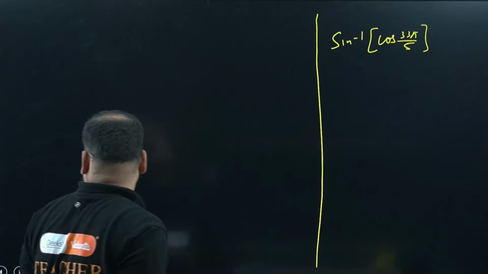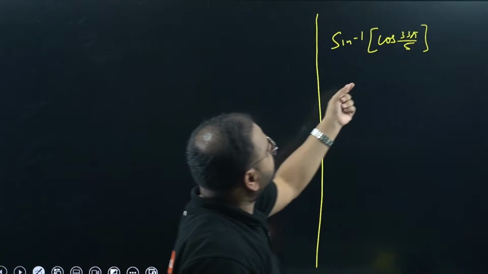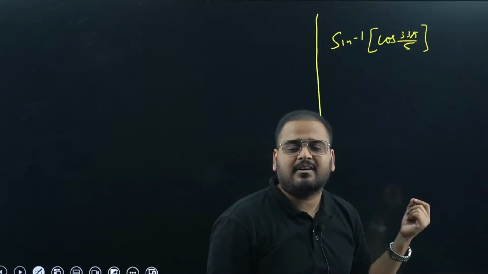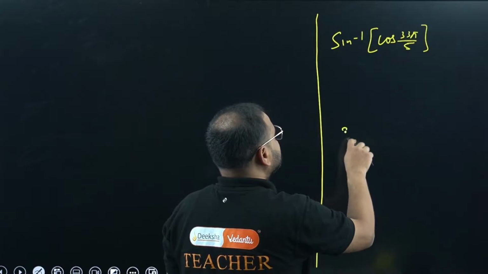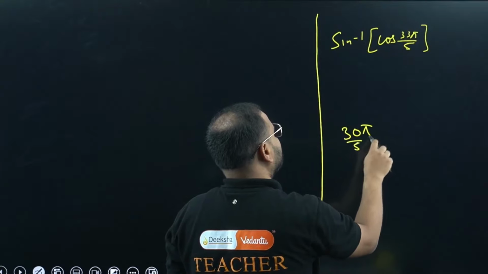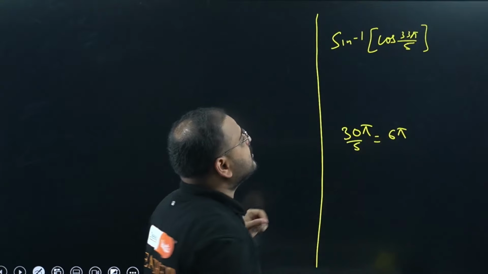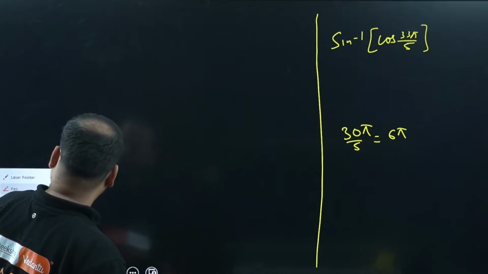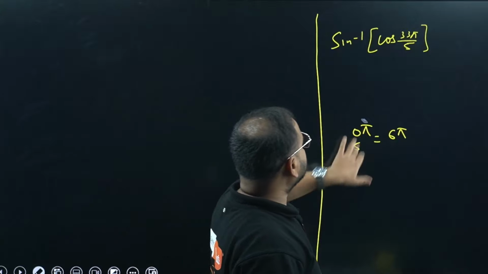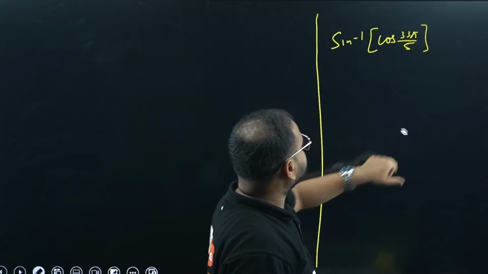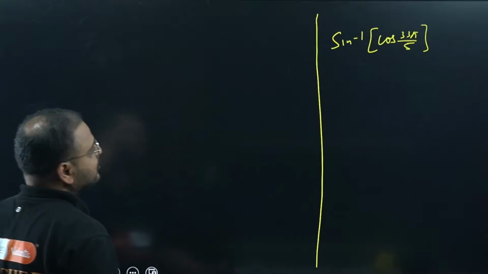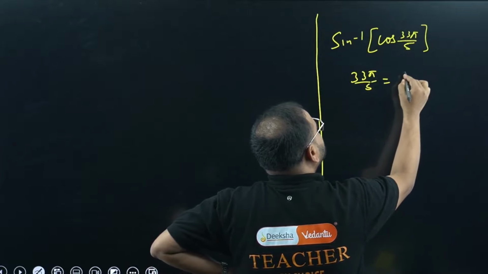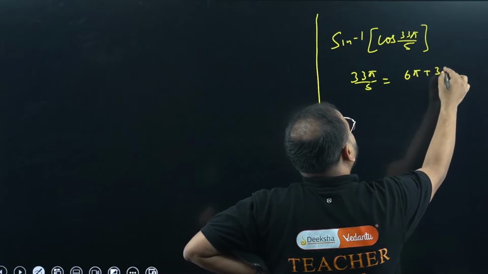In this question you can see I have a big value. 33 pi by 5 will be bigger than 6 pi, because if it was 30 pi by 5, it would be 6 pi. So it is bigger than 6 pi. Let's see how the angle will look. I'll show you the angle first, then I'll simplify. I can write 33 pi by 5 as 6 pi plus 3 pi by 5.